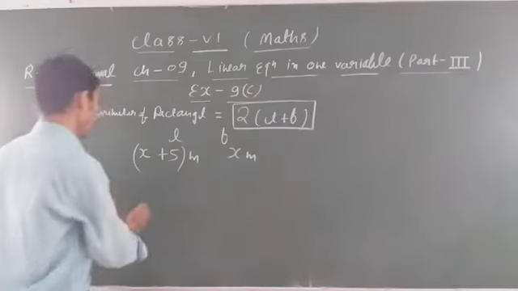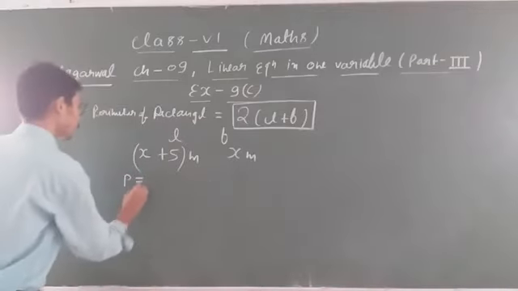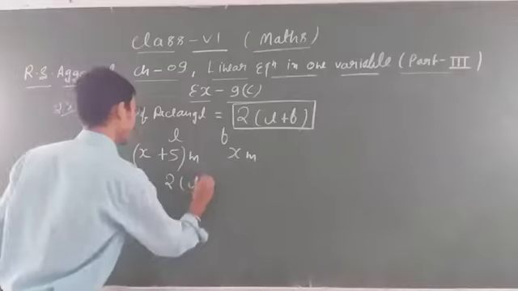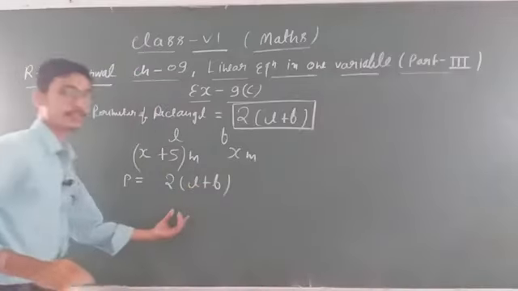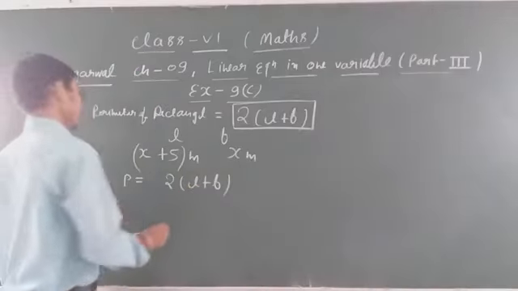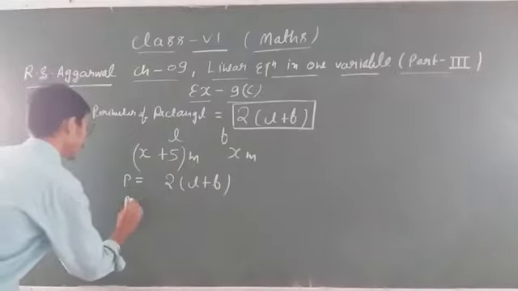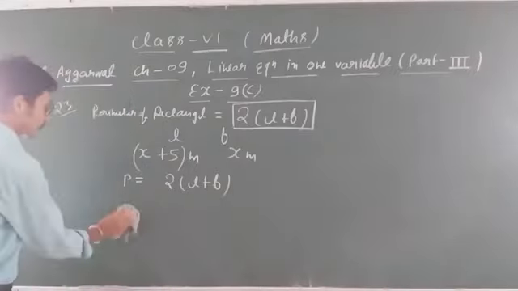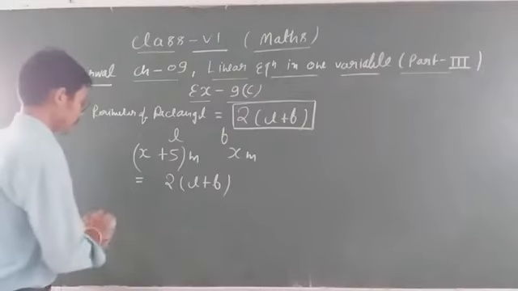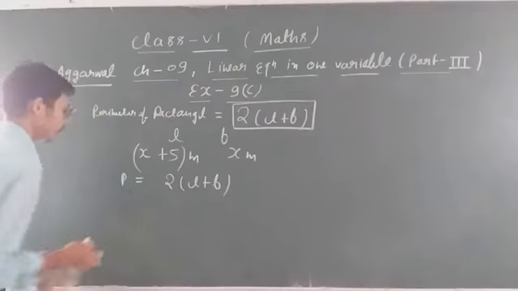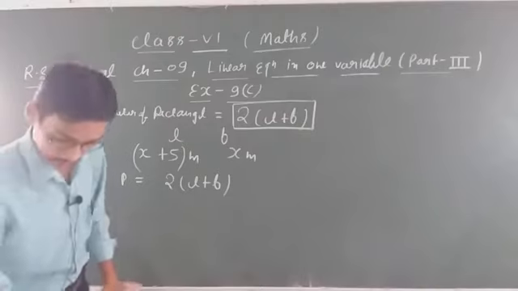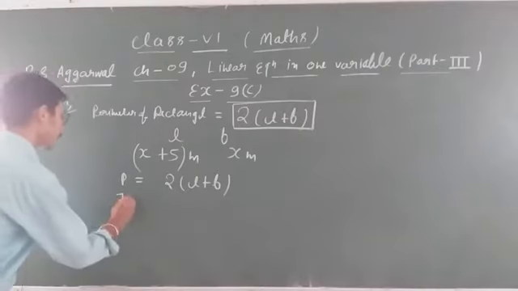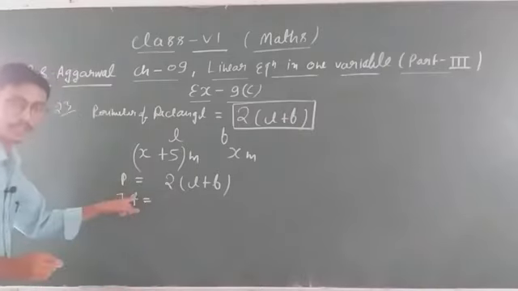Now you know that perimeter equals 2(L plus B). You know this very well. Clear? So, write down perimeter. Another thing is given, student. Perimeter is given as 74 meter. So 74 meter you will write in the place of perimeter, student.